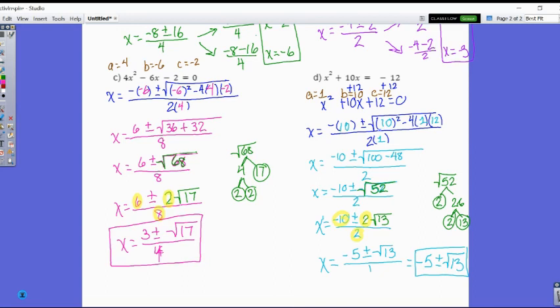Again, you can type the original equation into your Desmos calculator. You can type negative 5 plus the square root of 13 into your Desmos calculator. See if this decimal matches the decimal that you have as an x-intercept on that graph. And then try the other option, negative 5 minus square root of 13. Does that decimal match the decimal that you get from your x-intercept on the graph?